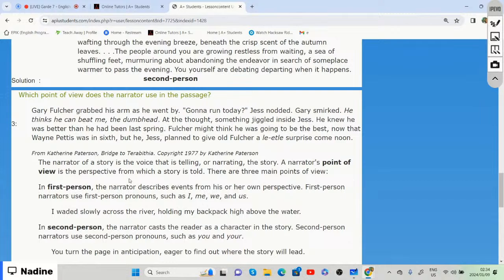We now need to say which point of view the narrator uses within the passage. First person point of view, second person point of view, or third person point of view. And even look at the pronouns that are being used within this passage.